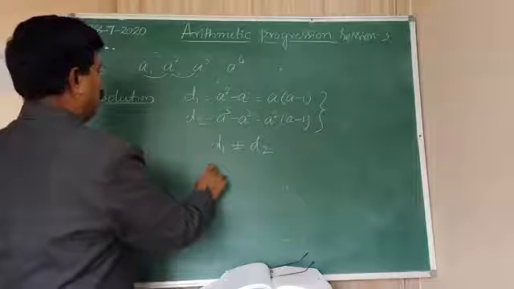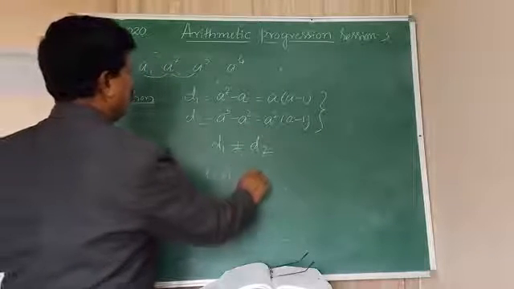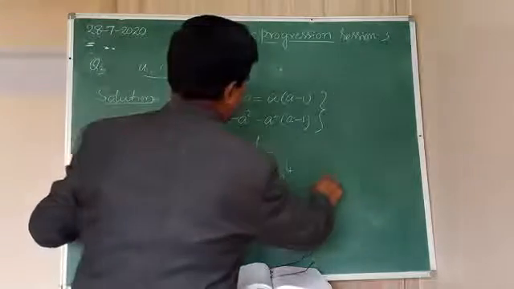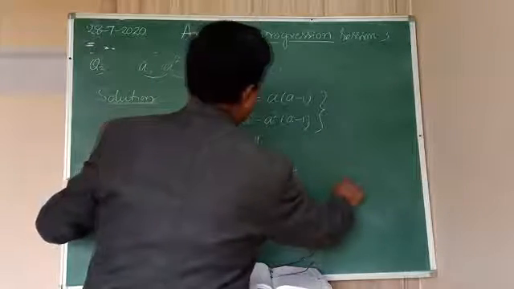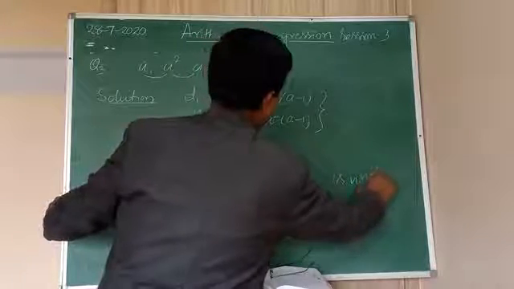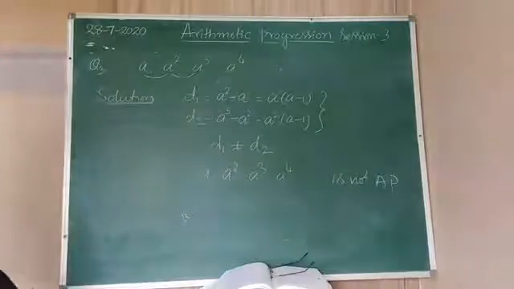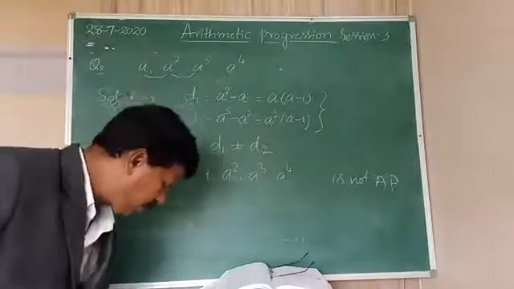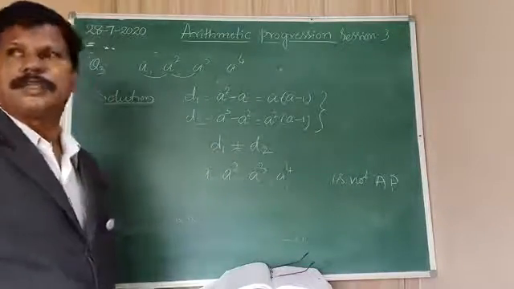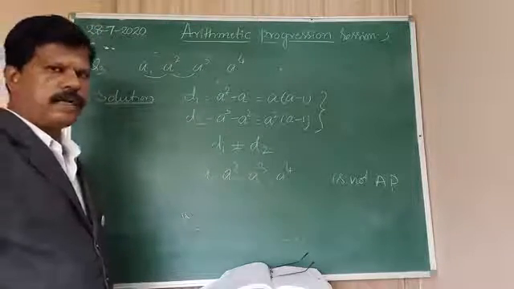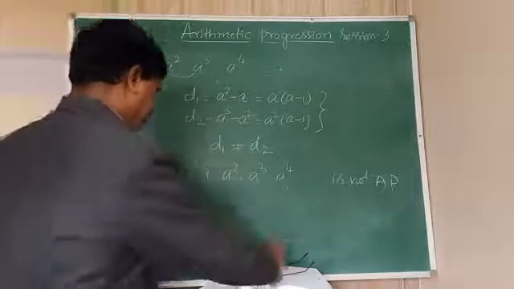Therefore A square, A cube, A to the power of 4, and so on, is not an AP. Clear this? This is how to find out whether the given sequence is an AP or not. Clear? Okay. Next.